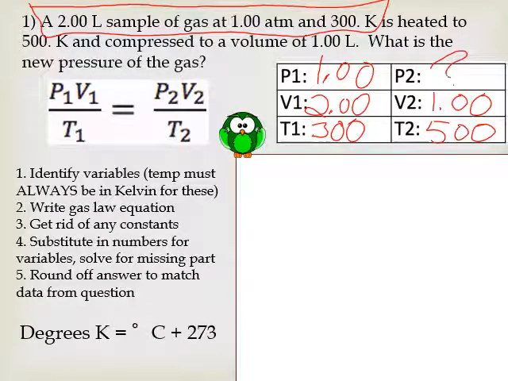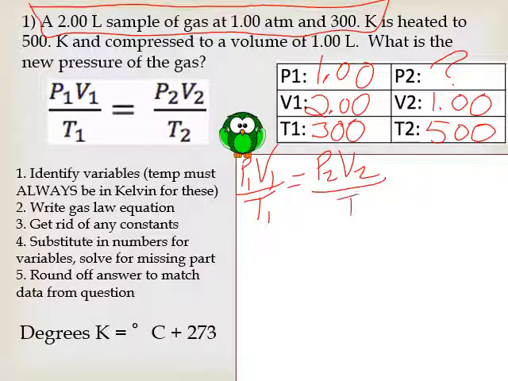We don't know what P2 is, we don't know what our new pressure is, and we're going to look for that right now. We've got our numbers, so let's fill everything in. I'm going to write my equation out: P1 times V1 over T1 equals P2 times V2 over T2. So our starting pressure times the starting volume divided by the starting temperature is going to be equal to the new pressure times the new volume over the new temperature. And we're just going to do some cross multiplying when we need to. I'm going to plug my numbers in.